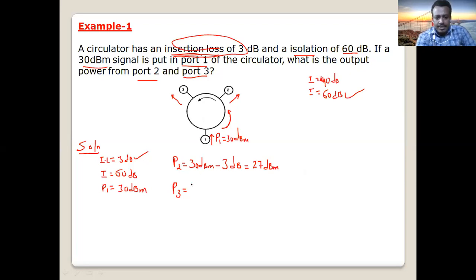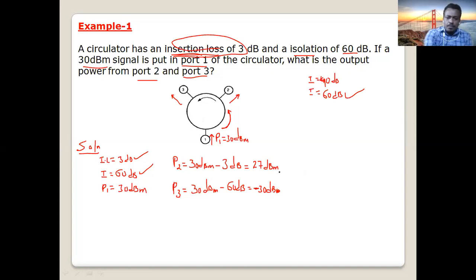In that case, the input is 30 dBm. How much power do we subtract? The isolation. How much is the isolation for this circulator? It is 60 dB. So how much is it? Minus 30 dBm. It's very small power. If you convert it into milliwatt, you can see this is 0.00 something because it is negative. Negative dBm is less than 1 milliwatt.